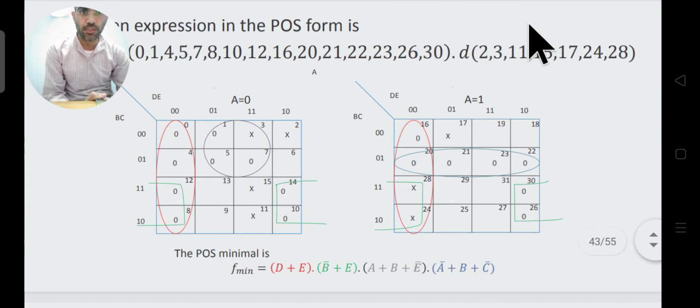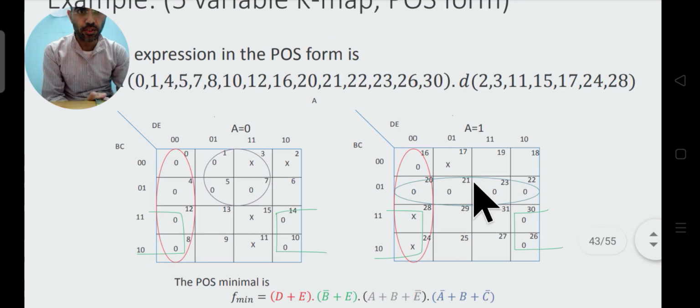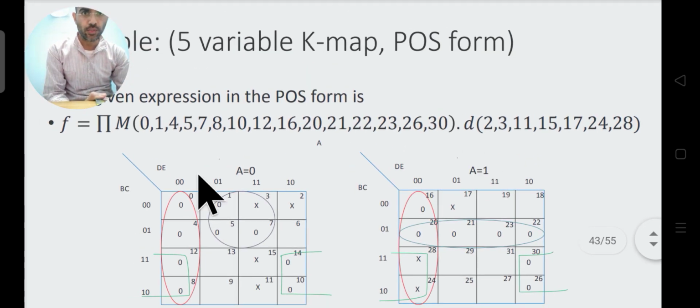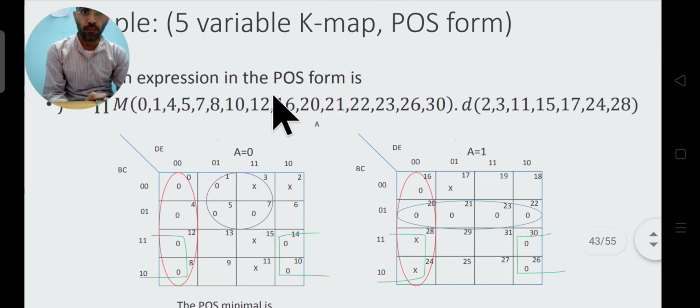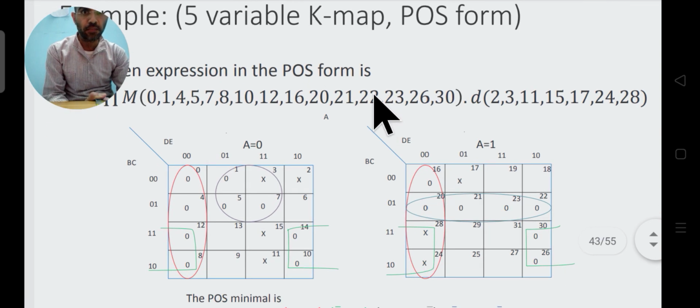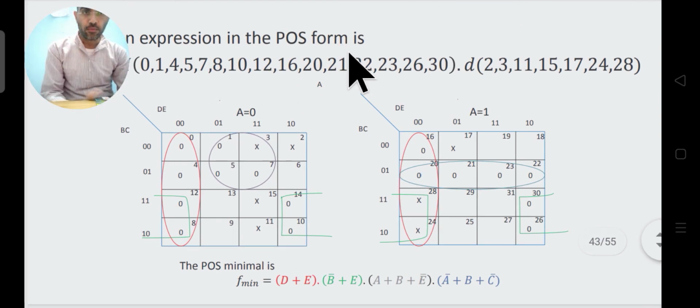Now, is there any other question? Okay, so the last question. In this last question we will implement the same type of thing in POS form, a 5 variable K-map in POS form. In the last question we saw it in the SOP form. In this question we will see it in the POS form with don't care.